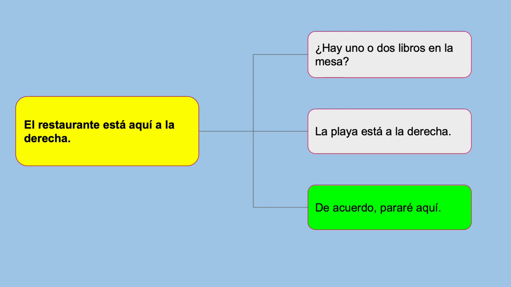El restaurante está aquí, a la derecha. De acuerdo, pararé aquí. The restaurant's here on the right. Agreed, I'll stop here. The other two options, hay uno o dos libros en la mesa. There are one or two books on the table. Or, la playa está a la derecha. The beach is on the right. Don't seem to be appropriate responses to el restaurante está aquí a la derecha, which means the restaurant's here on the right.